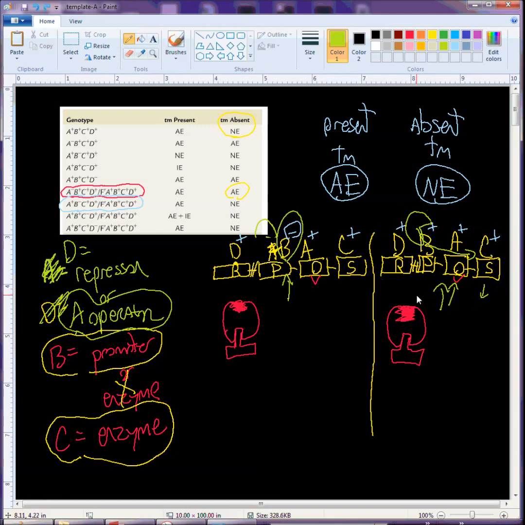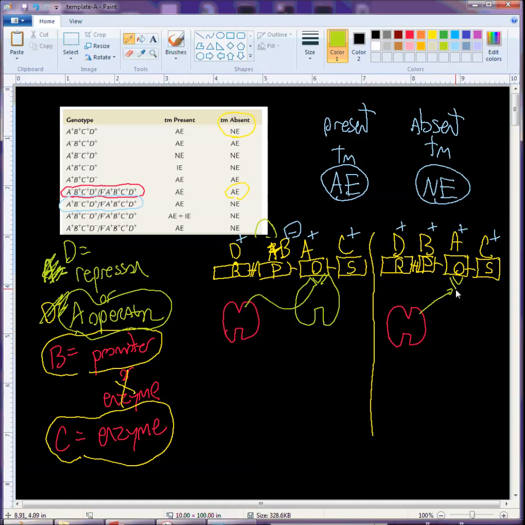So what about when the theoretical molecule is not present? Let's see how far back we can go. Okay, it's not present. Perfect. So this can bind here. The repressor can bind. This can bind here. Both repressors can bind to either one, doesn't matter. But both operators will be bound by the repressor.